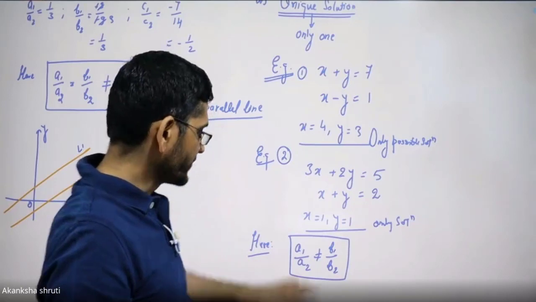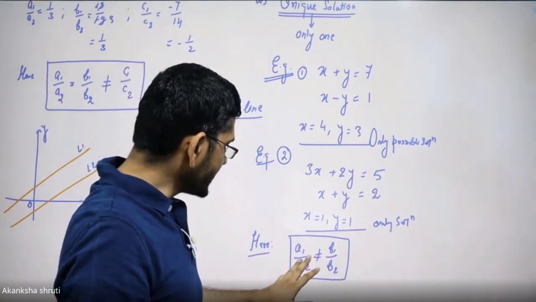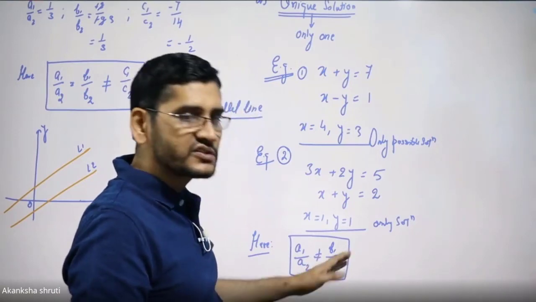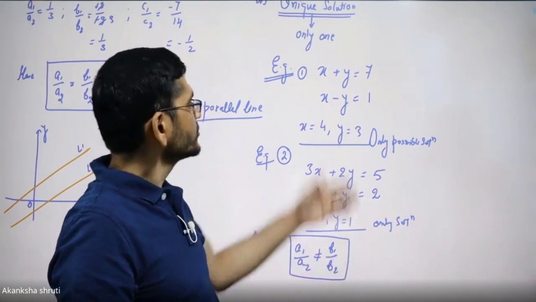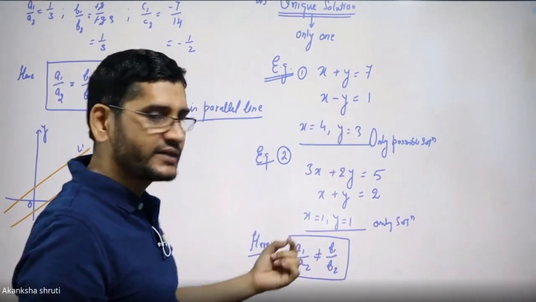It is that way. Students, this relation also indicates that it doesn't depend on C1 by C2. So the unique solution does not depend on the ratio of C1 and C2.